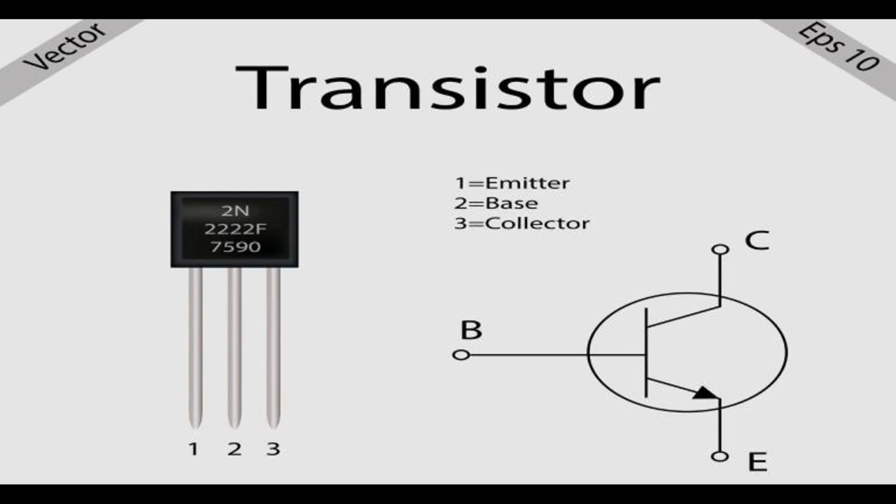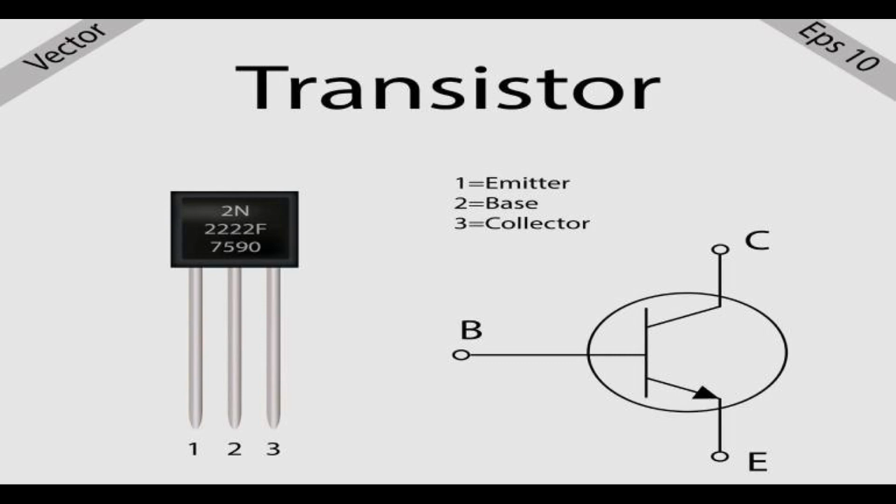Gate turn-off thyristor, GTO. The GTO thyristor is a type of thyristor that can be turned off by applying a negative voltage pulse to the gate terminal. This makes it more controllable compared to the SCR, as it allows for both turn-on and turn-off control. GTO thyristors are used in high-power applications where fast switching speeds and controllability are required.